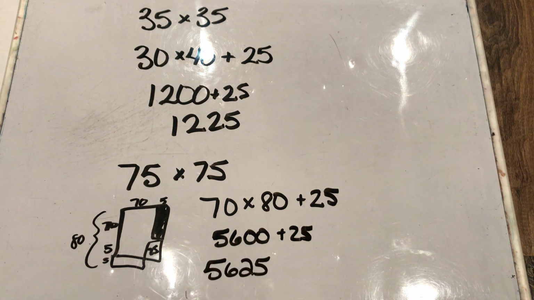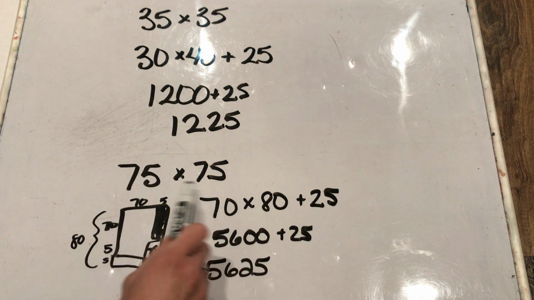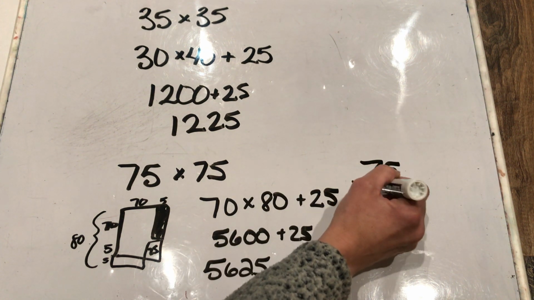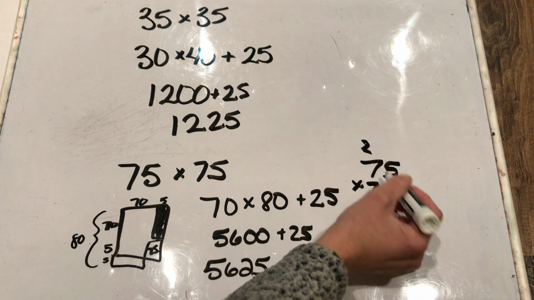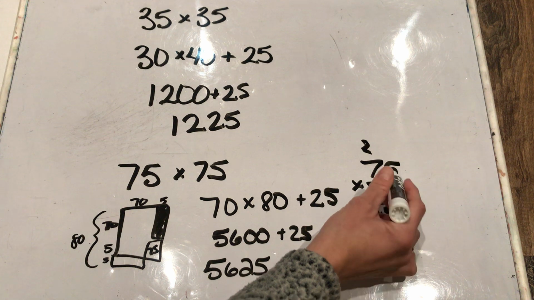And hopefully you'll find that this is a little bit faster if I remember how to think about it and how to move it around a little in my head. This is going to be faster than if I were to write out 75 times 75, and I do 5 times 5 is 25. 5 times 7 is 35, plus 2 more is 37. I carry my 0.